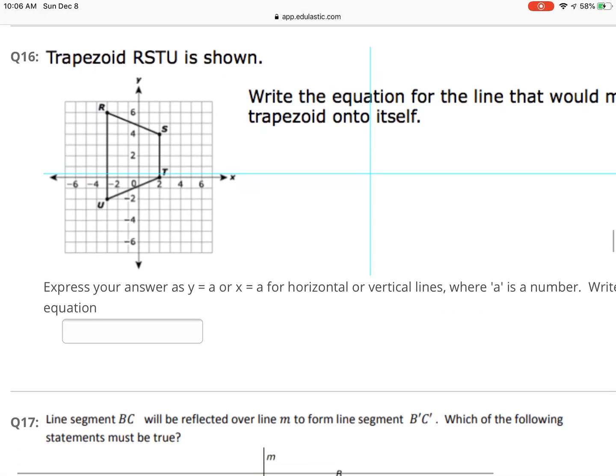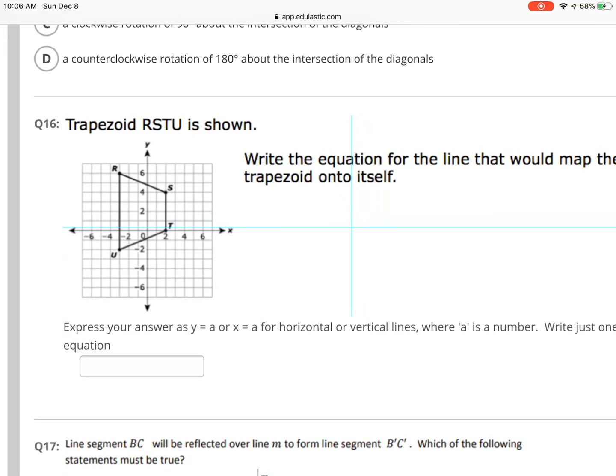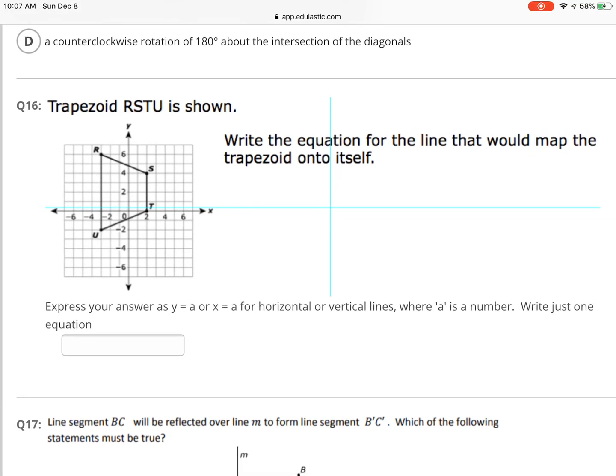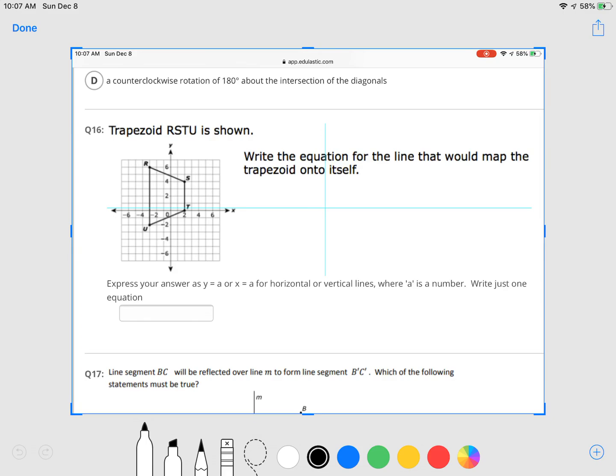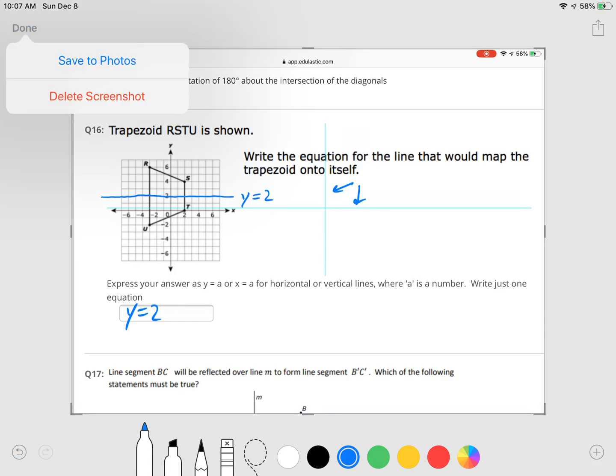Question 16. Write the equation of the line that would map the trapezoid onto itself. The only line that would work as a line of reflection here is a line that goes right through the middle of the trapezoid, the dark blue line that I just drew. This light blue line was just some kind of mistake in the picture. So then all we need to do is write the equation of this line. This is the equation y equals 2, so that would have been the answer.